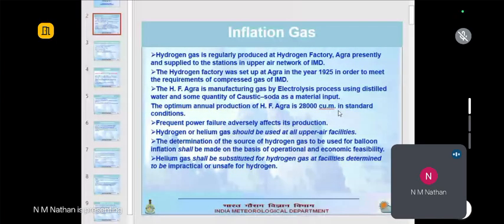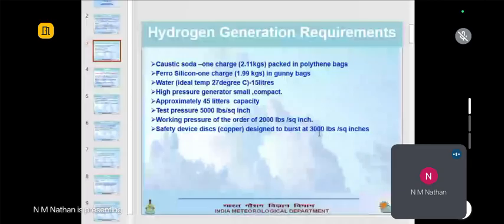The source of hydrogen gas to be used for pilot balloon inflation shall be decided on the basis of operational and economic feasibility. Helium, as I already told, can also be utilized, but it is a little bit costlier than hydrogen.